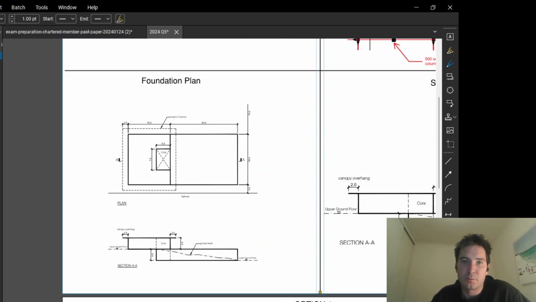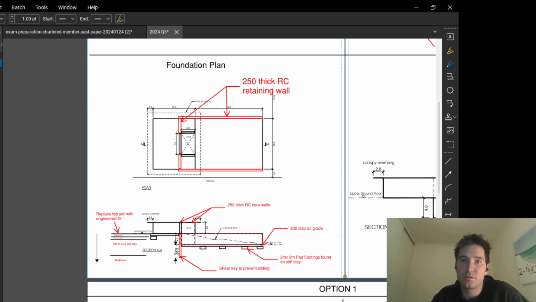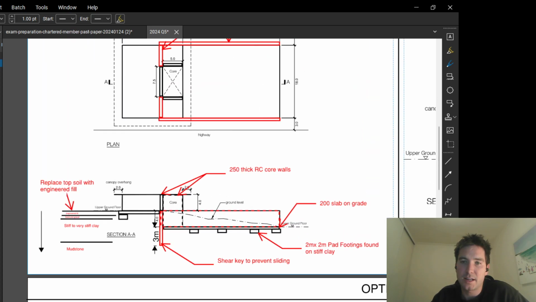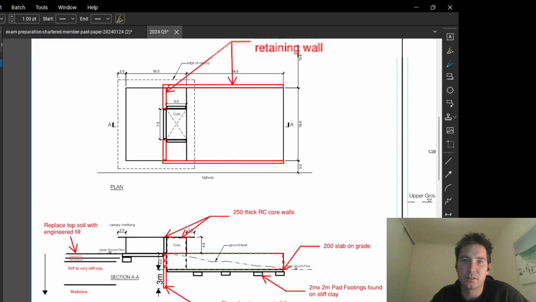So my foundation plan, I'll turn that on. I've got this 250 thick retaining wall that goes around 3 sides here, and that is to capture that varying ground profile level. I've also used it as a mechanism to not disturb the adjacent highway that's just within 3 meters here.